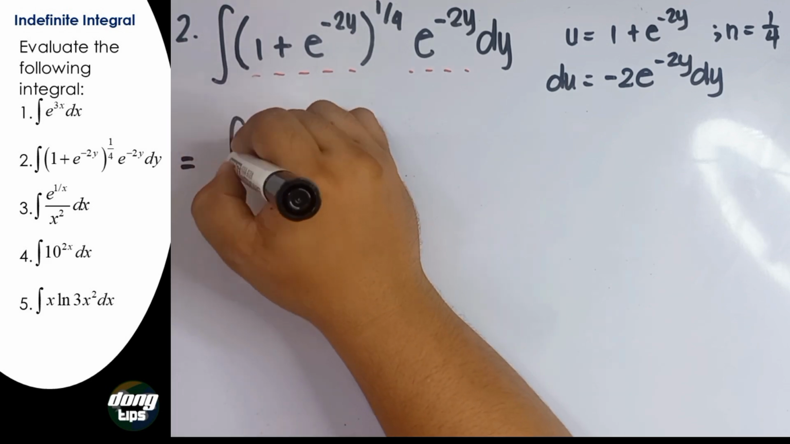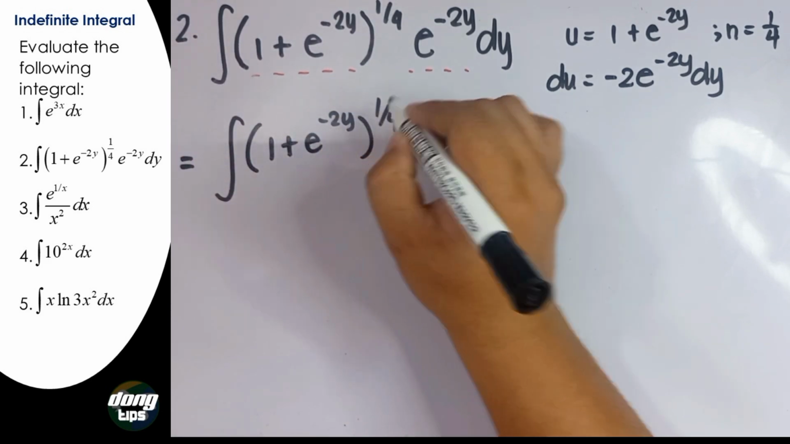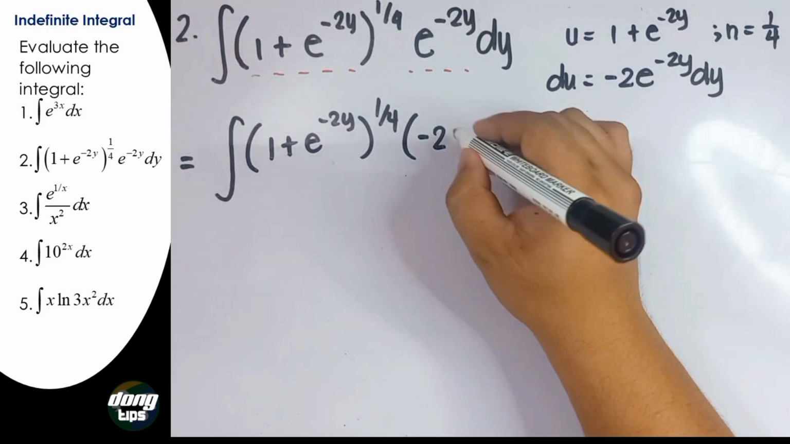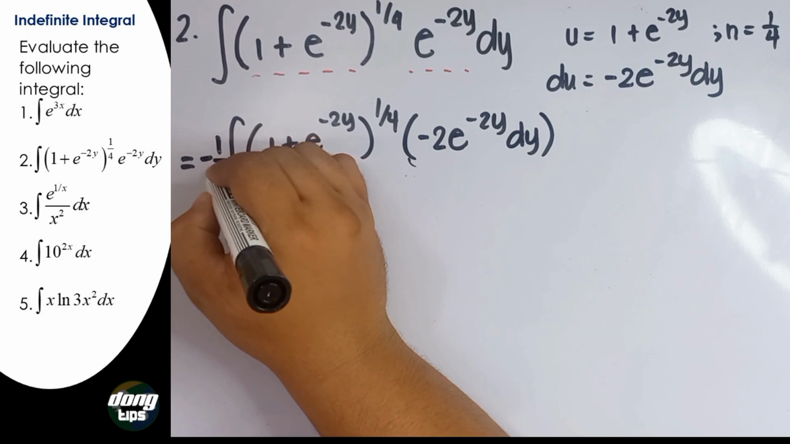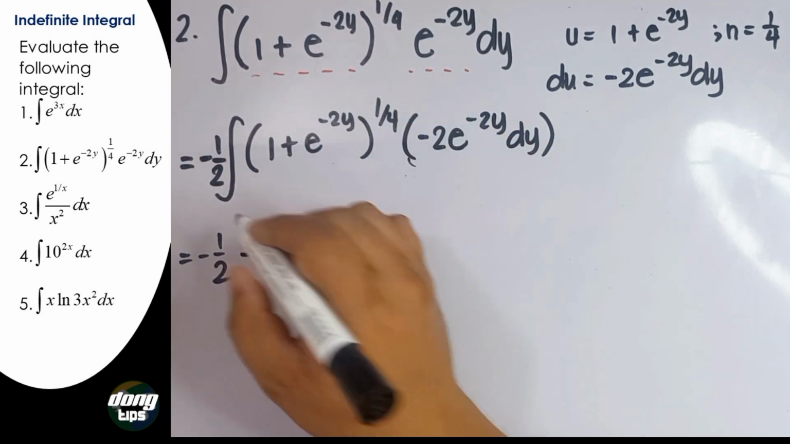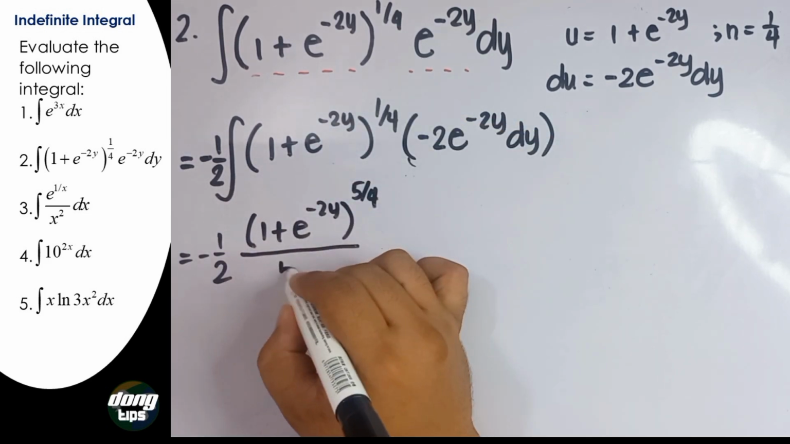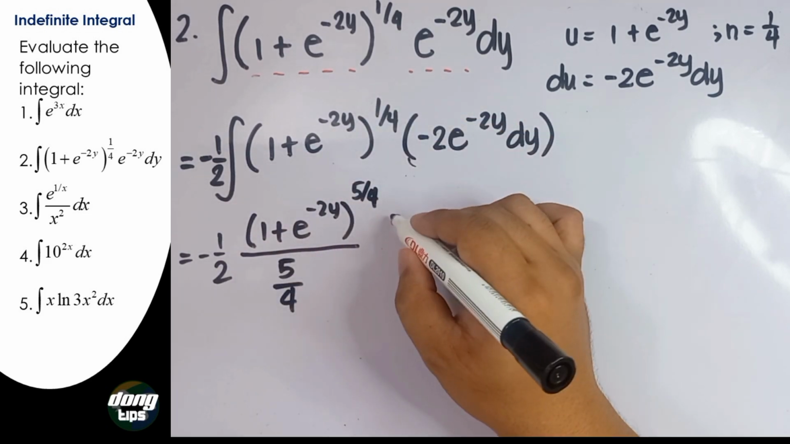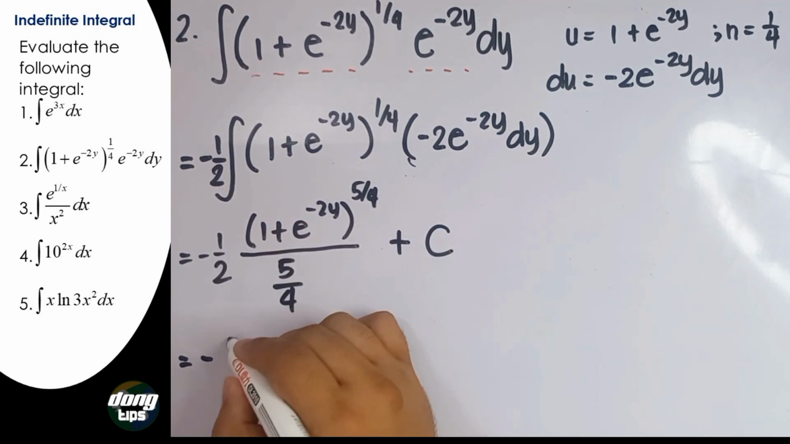Let's modify. Use the solved du, then put negative 1/2 before the integral sign. Copy the negative 1/2 and do the power formula. Simplify, and that is the answer.